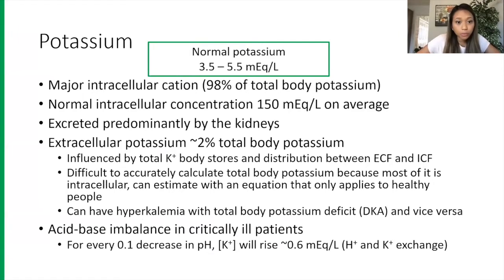Normal potassium is 3.5 to 5.5. Again, values will vary a little bit, but this is the general range. It's a major intracellular cation. The normal concentration in the cell is about 150, excreted predominantly by the kidneys. Extracellular potassium is about 2% of the total body potassium. In acid-base imbalance in critically ill patients, potassium has a very critical role. For every 0.1 decrease in pH, you can expect the potassium concentration to rise by about 0.6 due to potassium and hydrogen ion exchange.